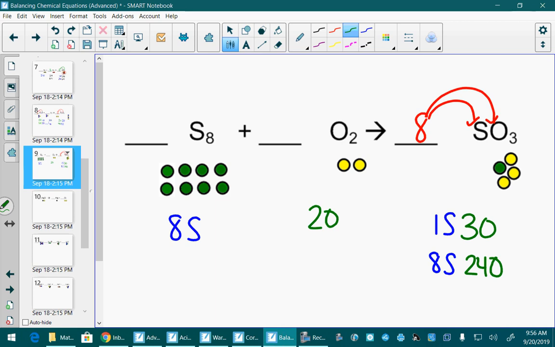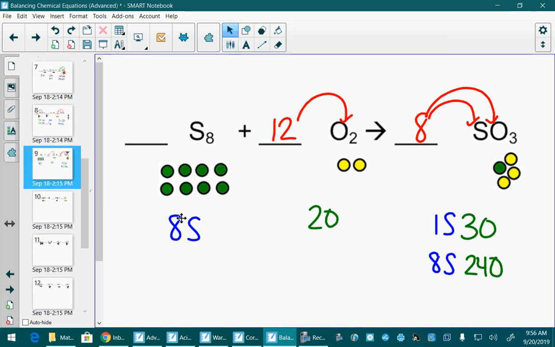So what I'm going to do is put a 12 here because I know that 12 times 2 is 24. So when I look at this one here, I have now balanced to get a total of 24 oxygens there. So I have 8 sulfurs on this side, 8 sulfurs on that side. I have 24 oxygens on the left and 24 oxygens on the right. It is balanced.